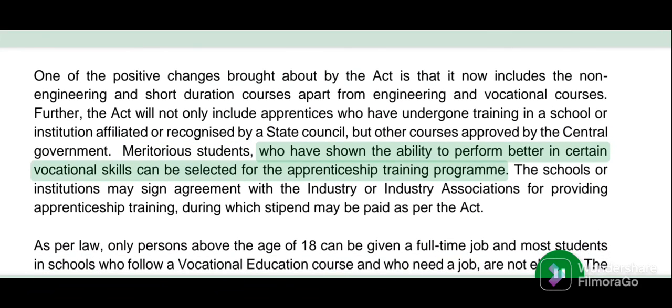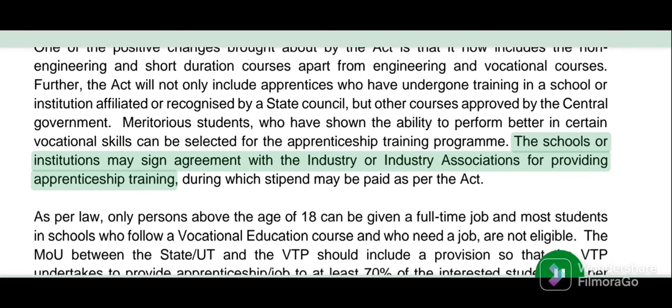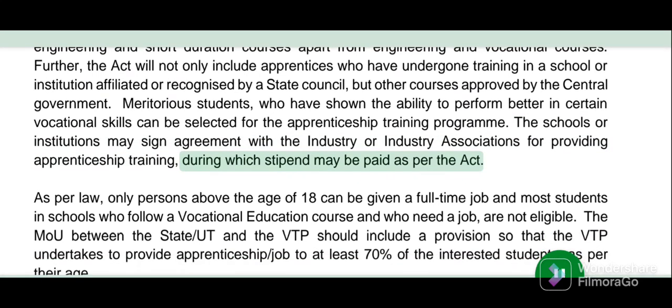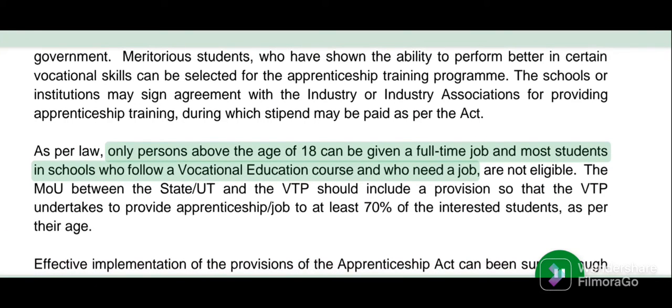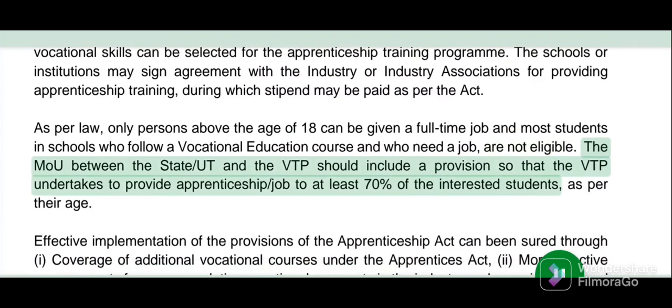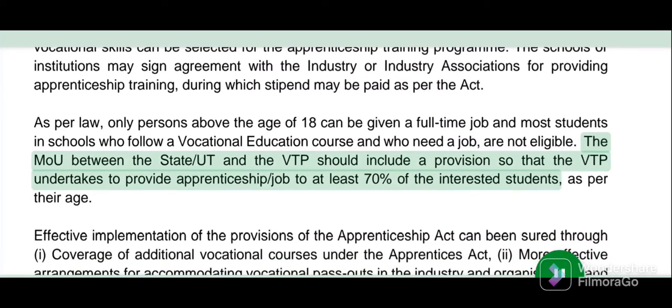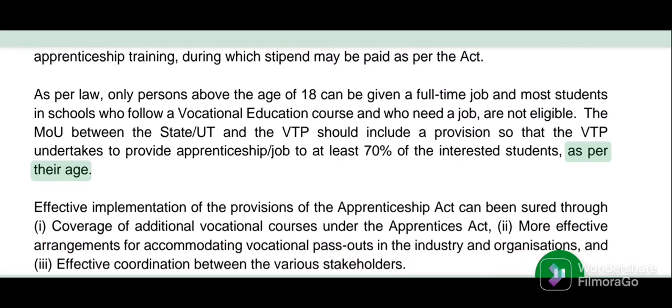Meritorious students, who have shown the ability to perform better in certain vocational skills, can be selected for the apprenticeship training program. The schools or institutions may sign an agreement with the industry or industry associations for providing apprenticeship training, during which a stipend may be paid as per the Act. As per law, only persons above the age of 18 can be given a full-time job, and most students in schools who follow a vocational education course and who need a job are not eligible. The MOU between the state/UT and the VTP should include a provision so that the VTP undertakes to provide apprenticeship jobs to at least 70% of the interested students, as per their age.